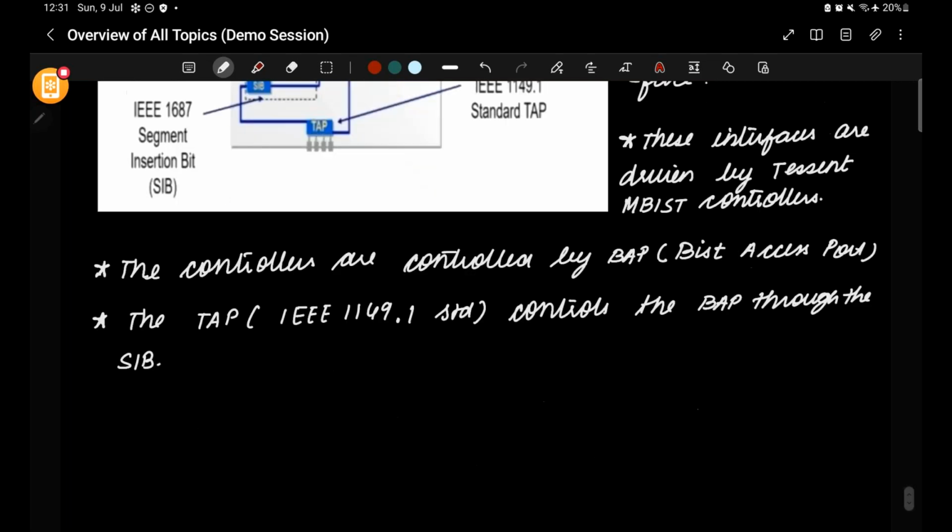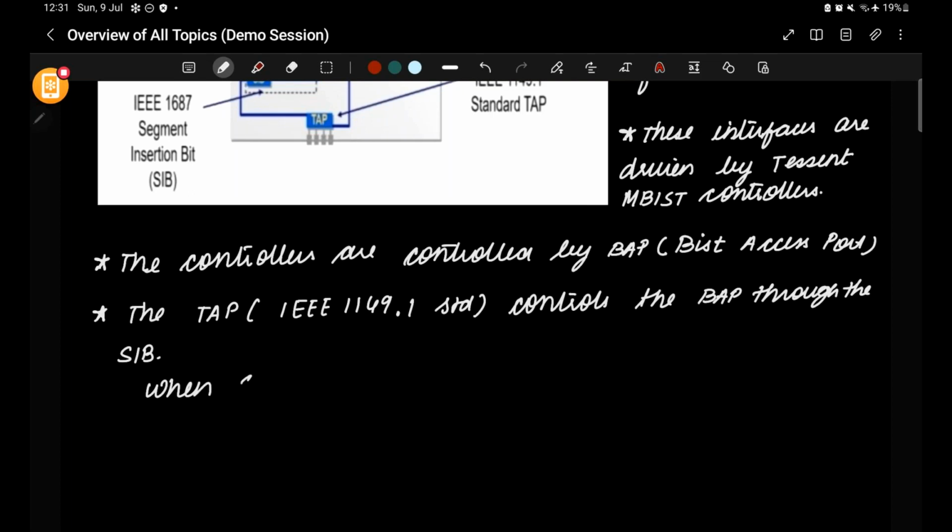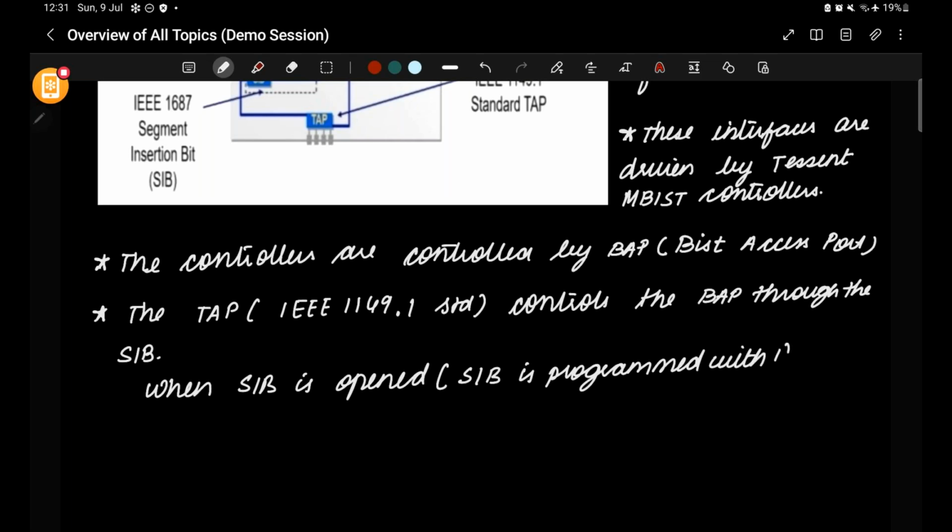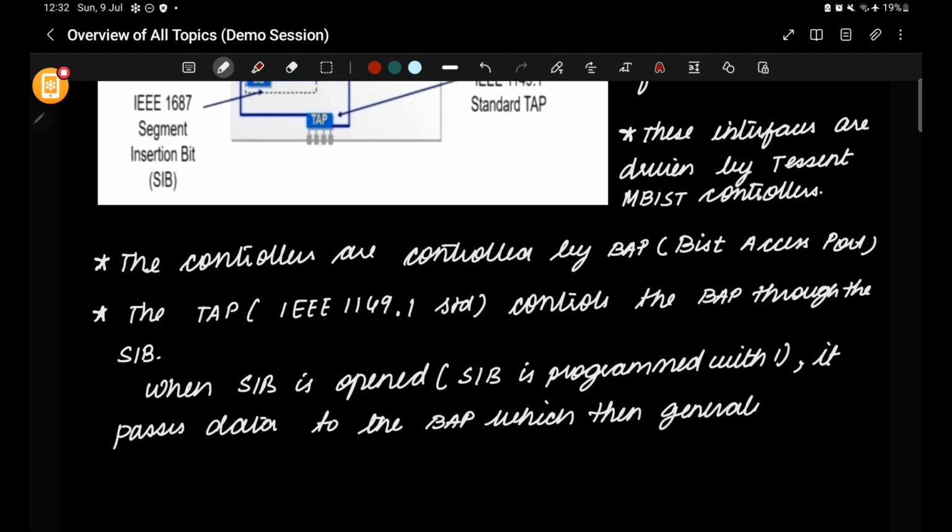So what will happen is, when SIB is opened, meaning SIB is programmed with 1, it passes data to the BAP, which then generates the test commands to the memory BIST controller.